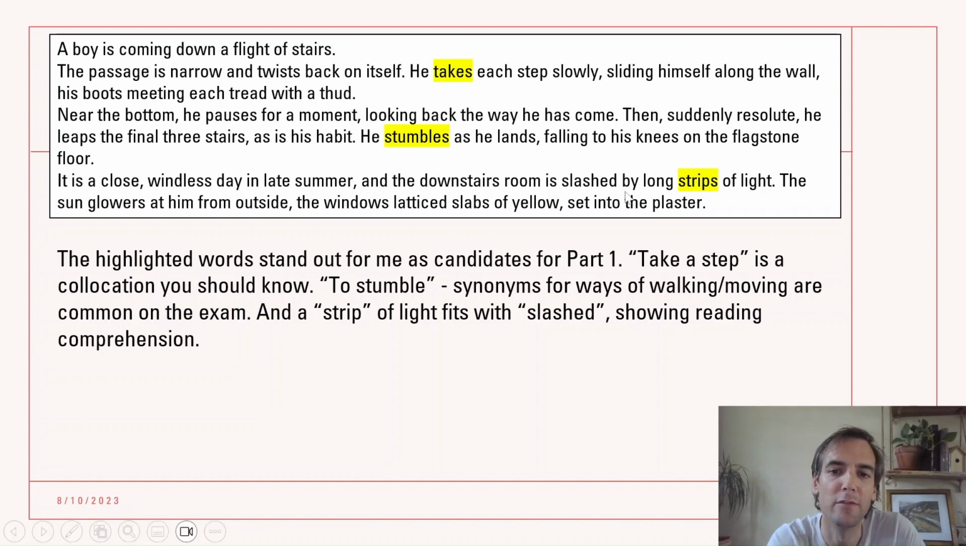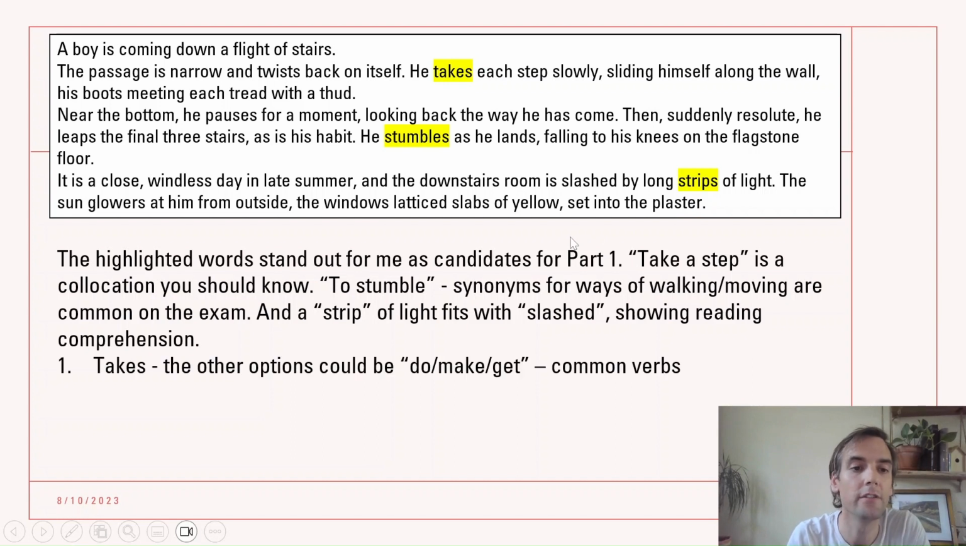And finally, a bit more of a pure vocab one, strips of light. There are strips of light coming into the room. Well, this sort of fits with slashed, as in long, thin pieces of light. So we might find words that are different shapes, different ways of describing things, set on the exam. Then what I would do is I would be thinking, okay, number 1, takes. Other options. Well, take is a very common verb, so it could be one of those common collocation verbs, do, make, get, have, put, all these kind of things.